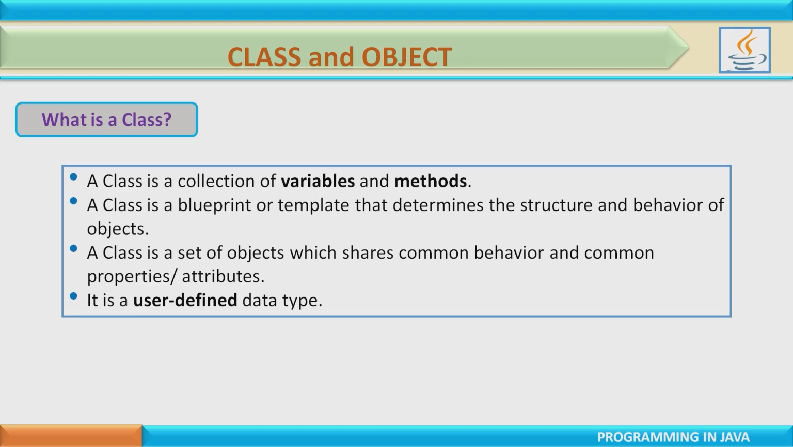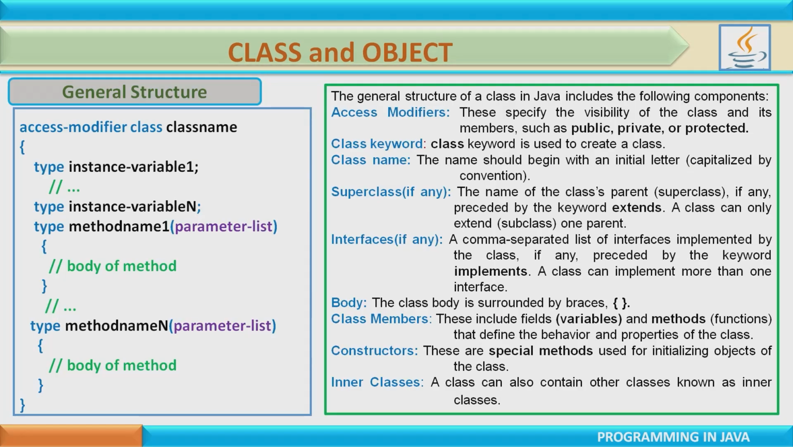What is a class? Class is a collection of variables and methods. The variables that are declared inside the class are known as data members, and methods that are defined inside the class are known as member functions. A class is a blueprint or template that determines the state and behavior of an object. A class is a set of objects which share common behavior and common properties. It is also known as a user-defined data type that acts like a built-in data type.